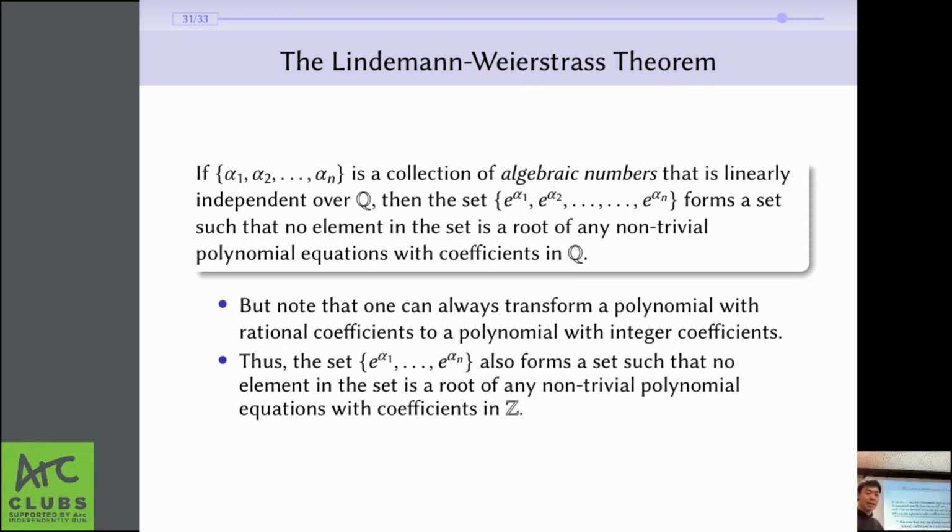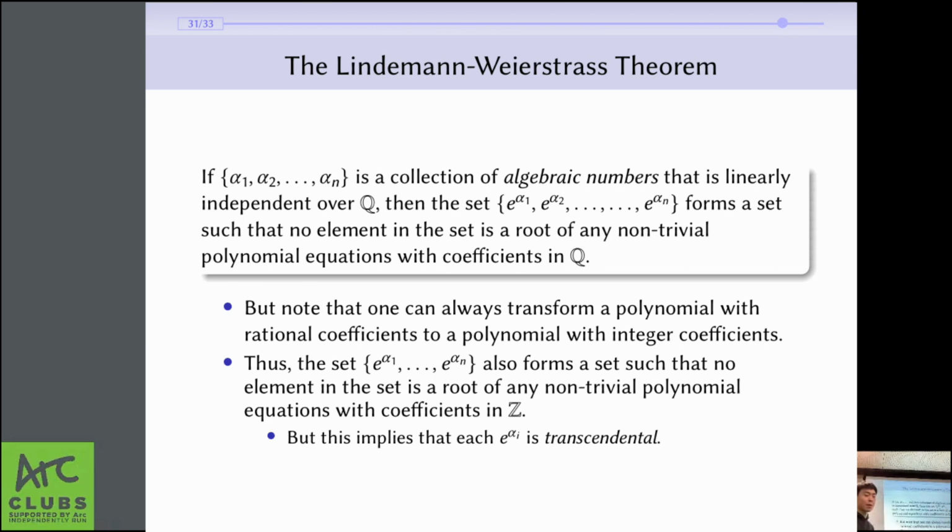So therefore, the set e to the alpha 1 to e to the alpha n also forms a set such that no element is a root of any non-trivial polynomial with coefficients in Z. And this, by definition, means that each of these elements here are indeed transcendental. So each of these elements, e to the alpha i, are transcendental.